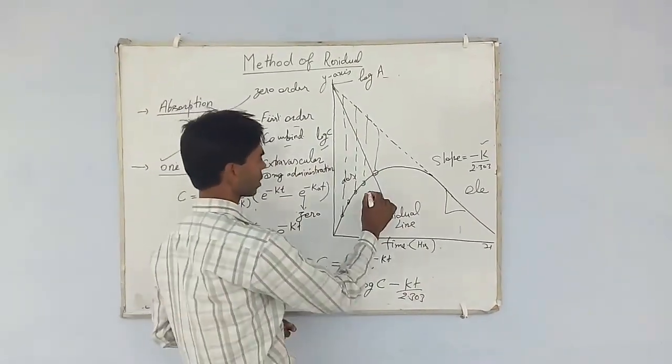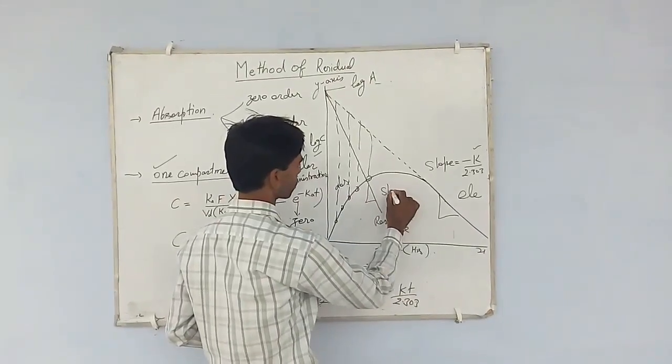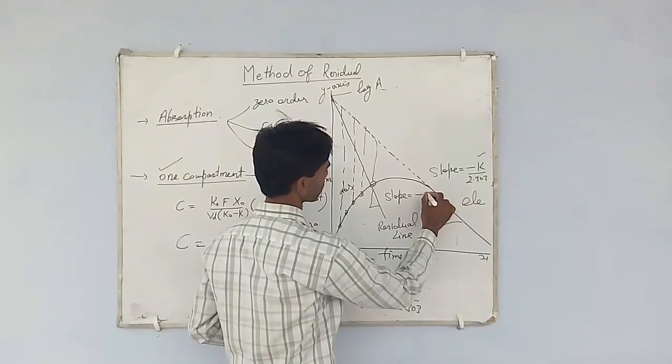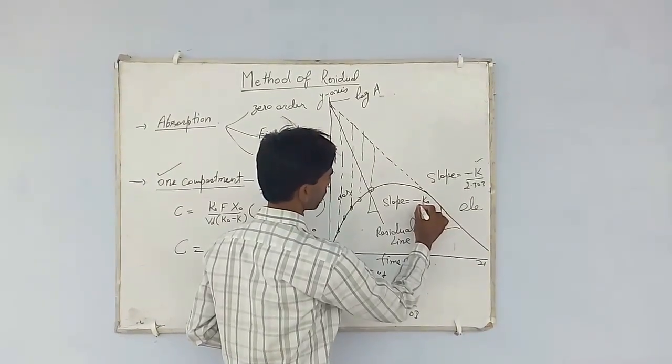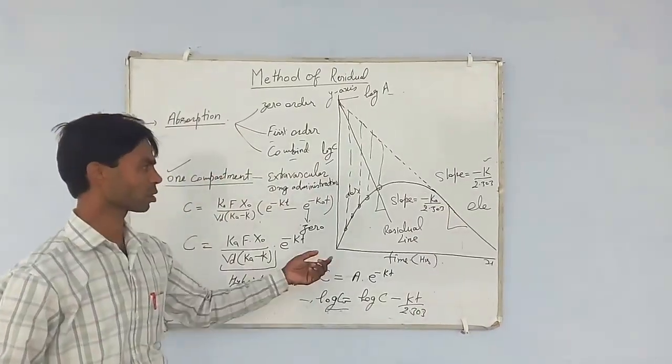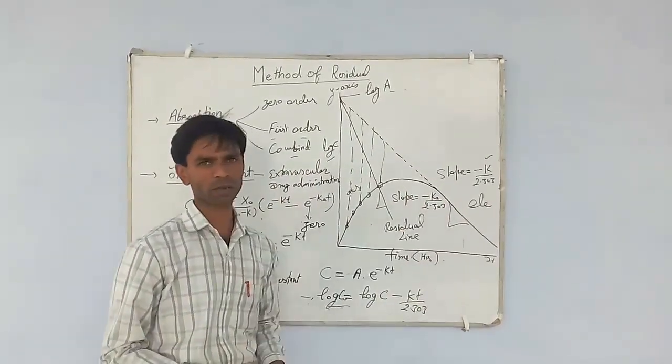From the residual line, we determine the slope, which is equal to minus Ka divided by 2.303. From this slope, we determine the absorption rate constant.